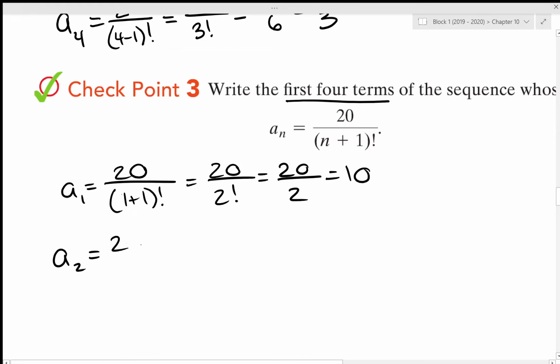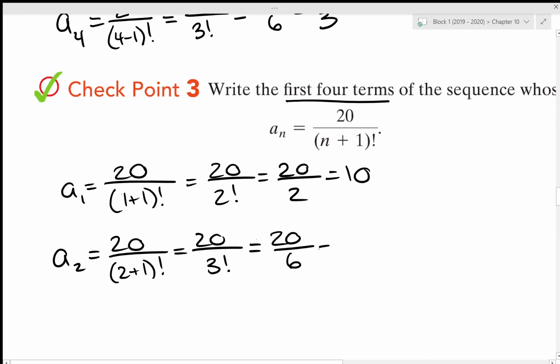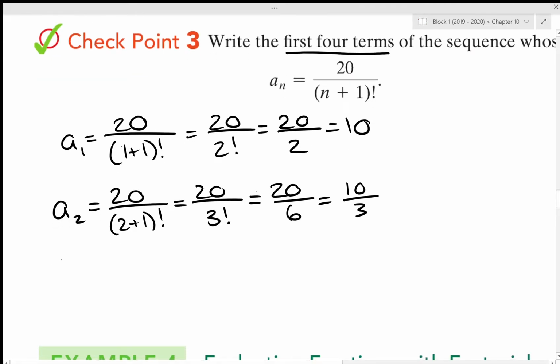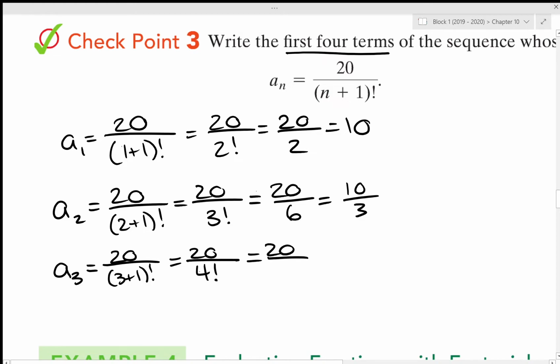Second term, 20 over 2 plus 1 factorial is 20 divided by 3 factorial, which is 6. So 20 divided by 6 is 10 over 3. The third term, 20 divided by 3 plus 1 factorial is 20 divided by 4 factorial, which is going to be 24. And 20 over 24 is the same as 5 over 6.